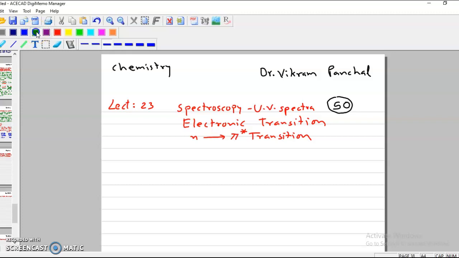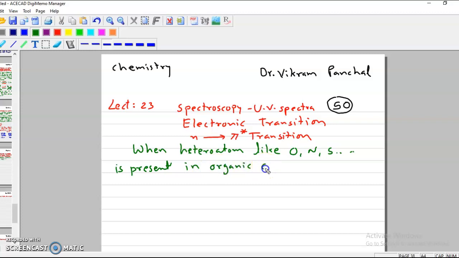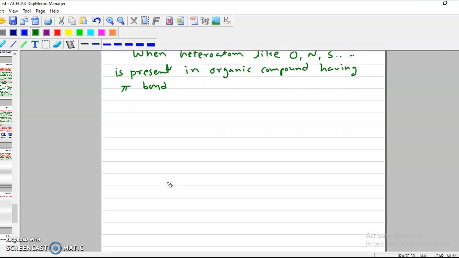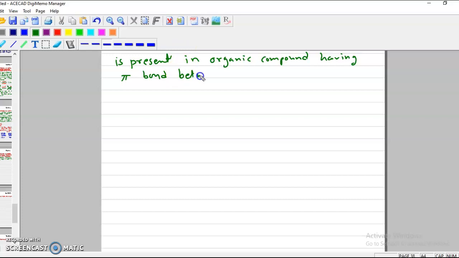When heteroatoms like oxygen, nitrogen, sulfur, etc. are present in an organic compound having a pi bond between the heteroatom and carbon.